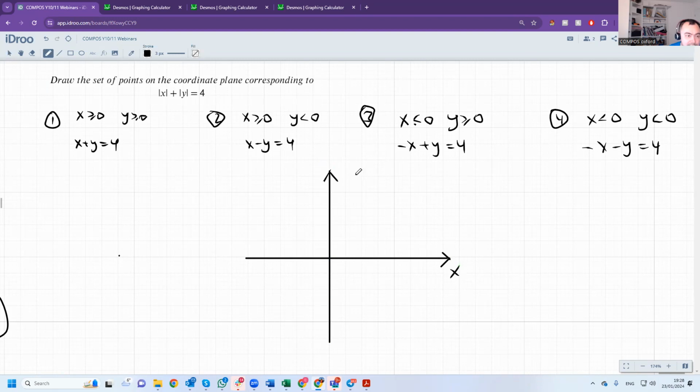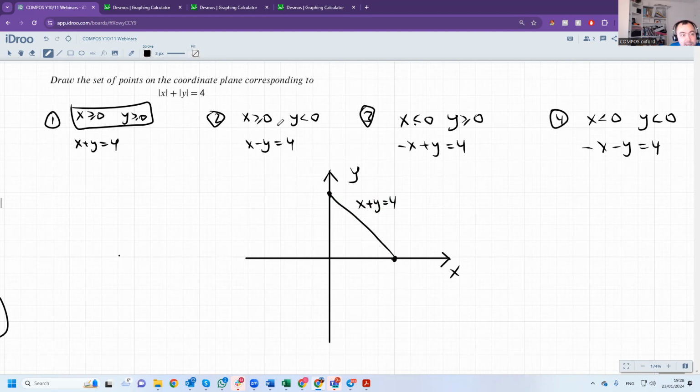This is x, this is y. Now, if both of them are positive, that means we are in quadrant 1. X is positive and y is positive is here. Therefore, it's x plus y equals 4, so that's a graph that looks like this. And we're only within the limits, because if we go left, that's x less than 0 territory, so we can't go further than that line. And we can't go below that line because that's y less than 0 territory.